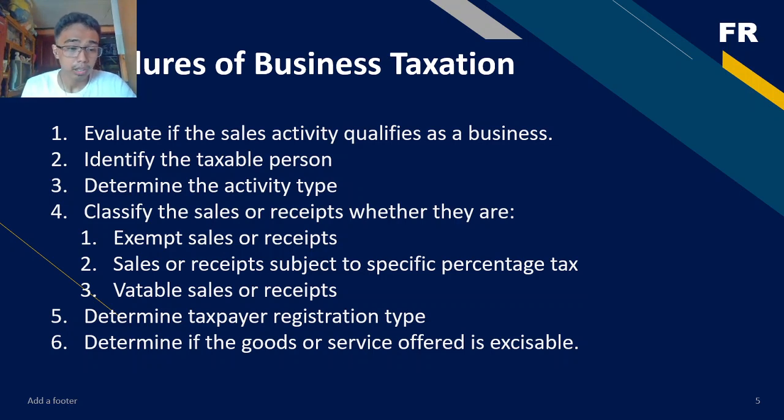Okay? So once we determined what the amount of the sales or receipts of the business is, we can move on to number 4. Classify the sales or receipts whether they are number 1, exempt sales or receipts. Number 2, sales or receipts subject to specific percentage tax. And number 3, vatable sales or receipts. So, let's go back to number 1. So, exempt sales or receipts.